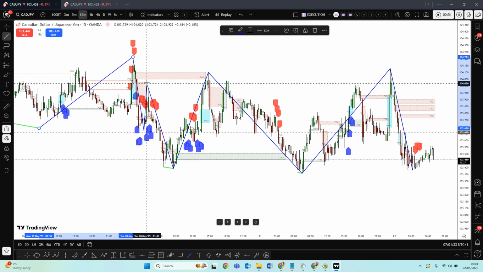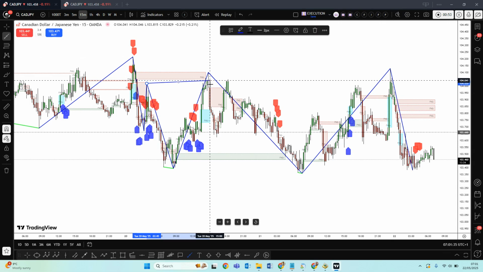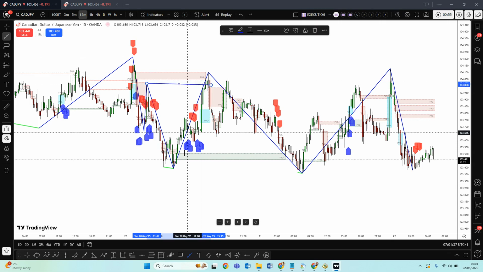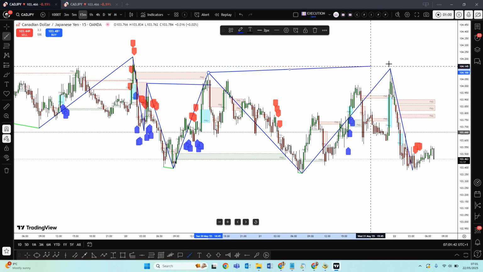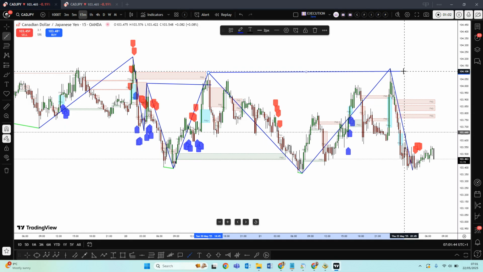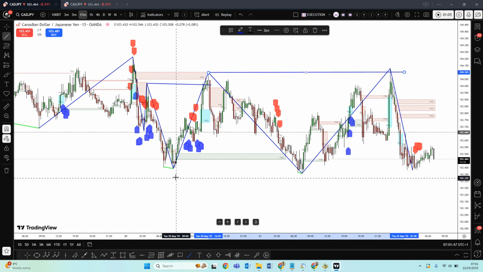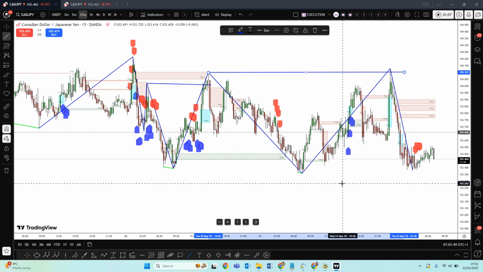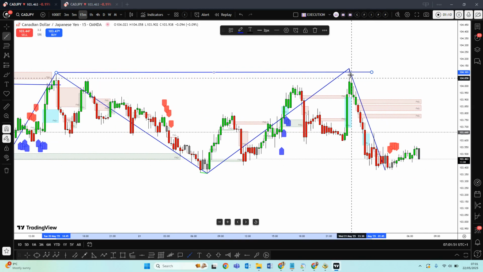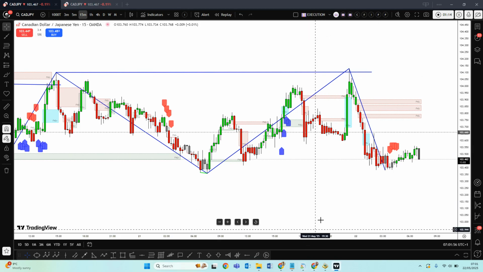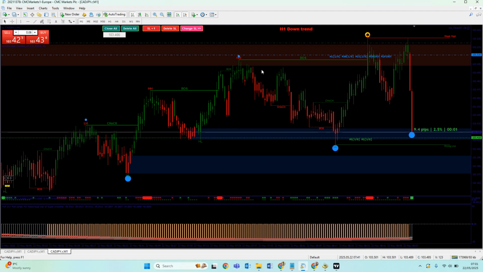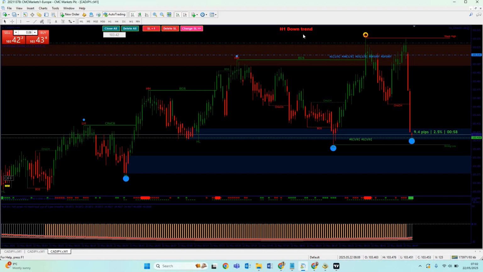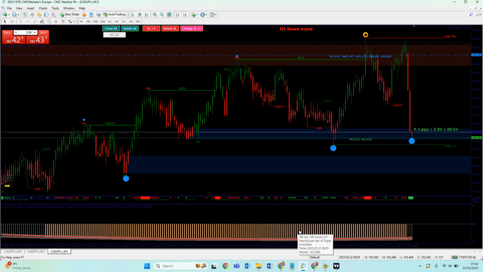As you can see, we have a structure here. This is a structure, followed by a break with a pin. That tells us the low will be manipulated again. So we have that as a very strong picture. We go to the execution chart, the 1 minute chart. You can see the 1 hour is in a downtrend, which is very significant actually.